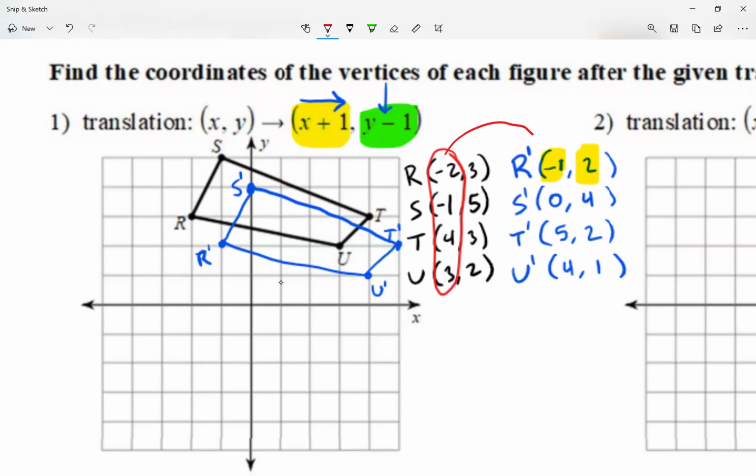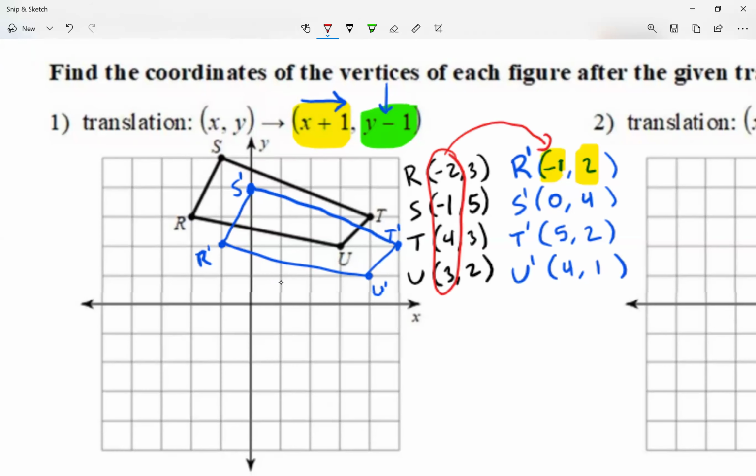notice that for my X values, for my X to become the new X values, each of those numbers, I just added 1, right? -2 plus 1 is -1. -1 plus 1 is 0. 4 plus 1 is 5, and 3 plus 1 is 4. On the X values, I just added 1 because that's what I was told. On the Y values, I subtracted 1.